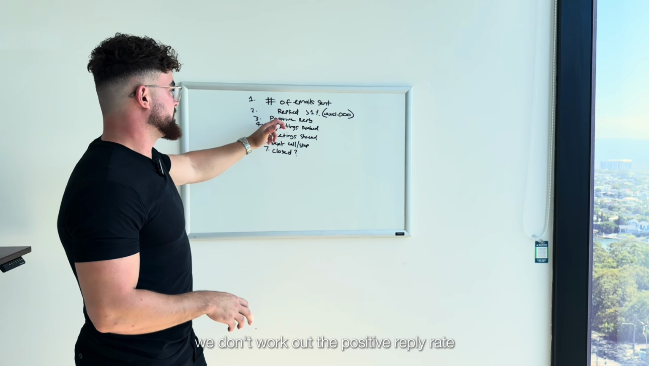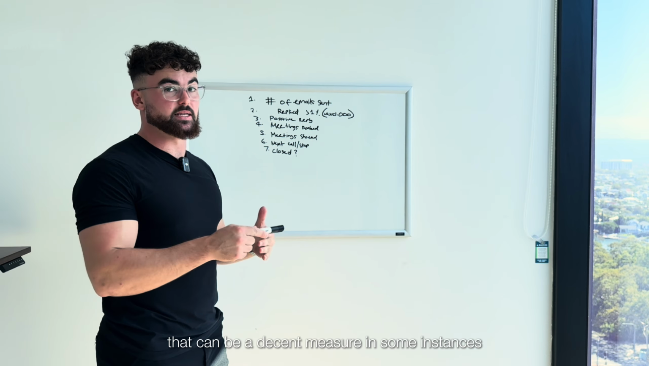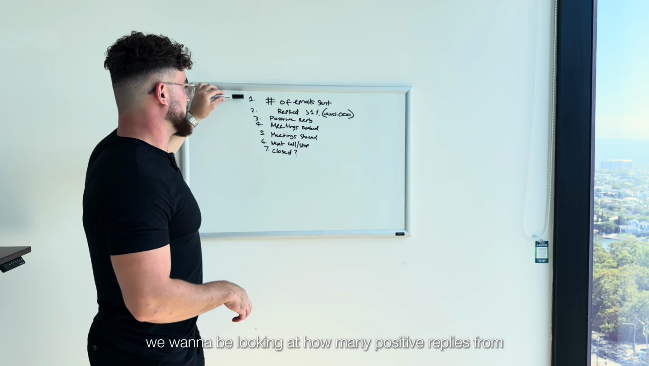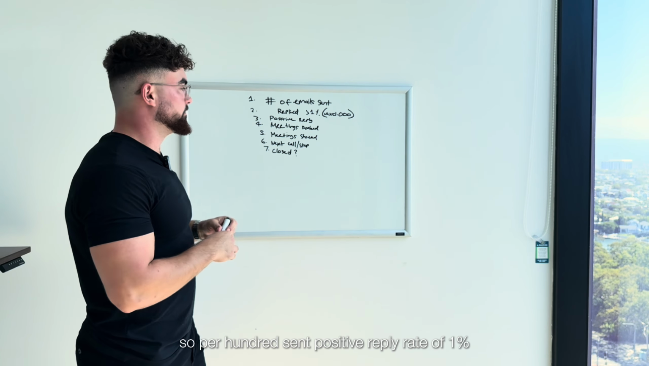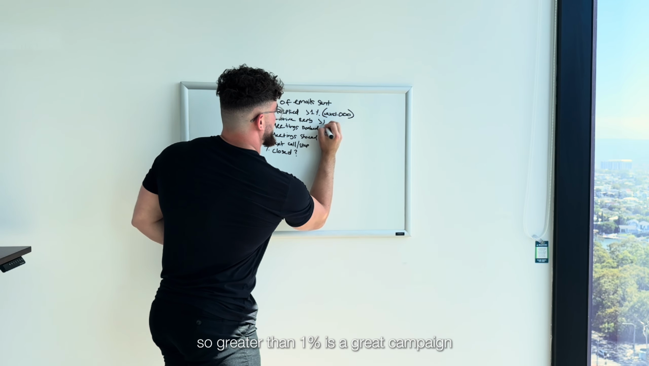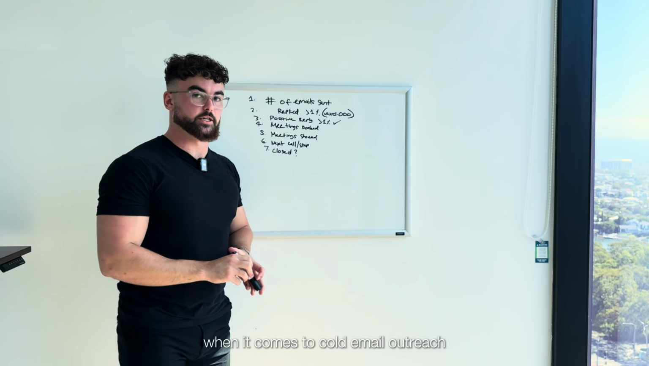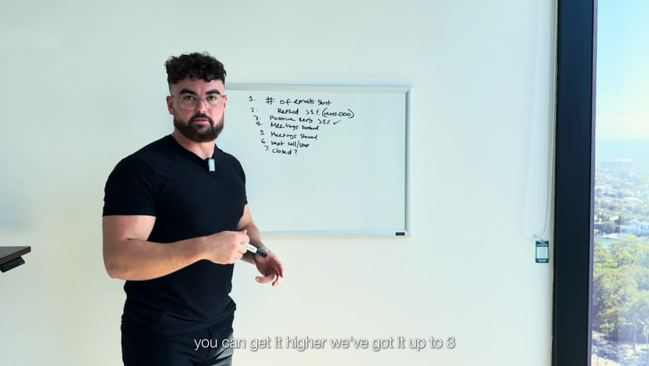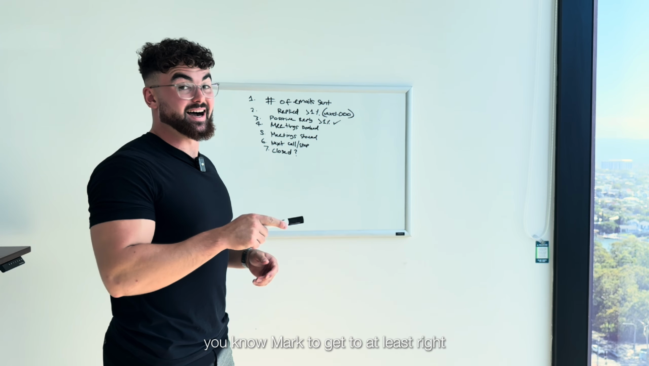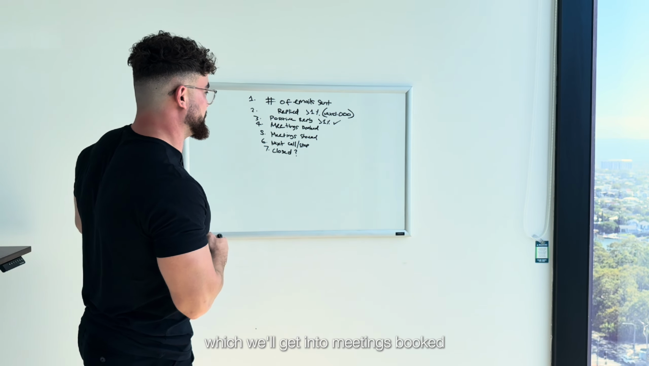We don't work out the positive reply rate from the total reply rate. That can be a decent measure in some instances, but for this purpose, we want to be looking at how many positive replies from each email sent. So per 100 sent, a positive reply rate of greater than 1% is a great campaign when it comes to cold email outreach. You can get it higher. We've got it up to 3-4%, but 1% is a pretty good mark to get to at least, right? Obviously, it comes down to a few factors, which we'll get into.